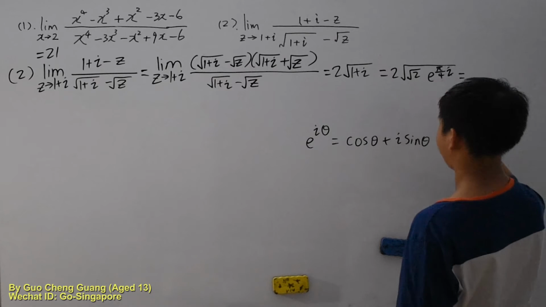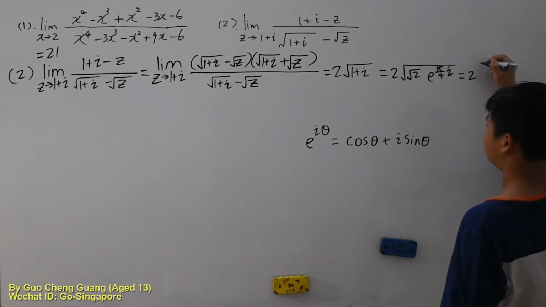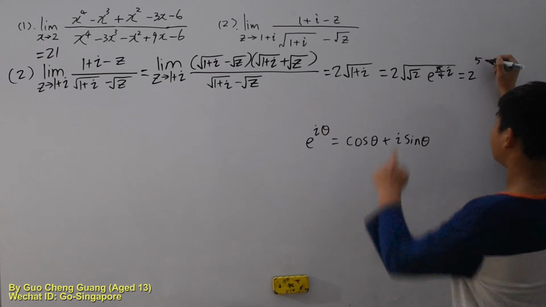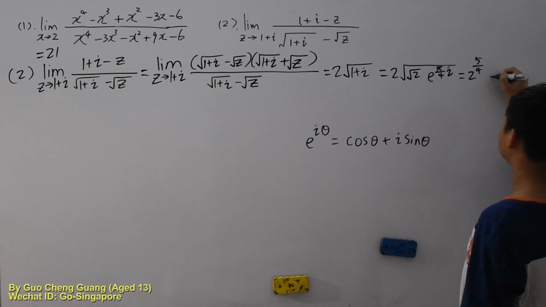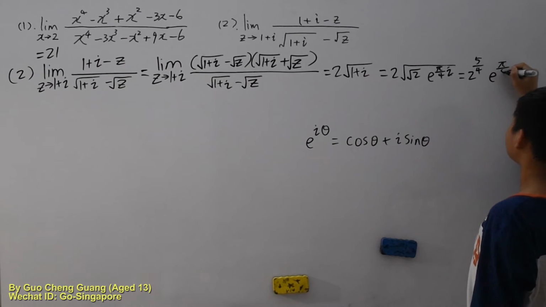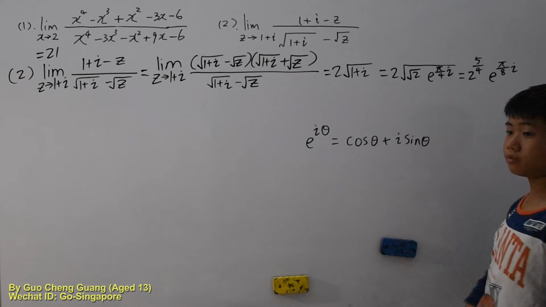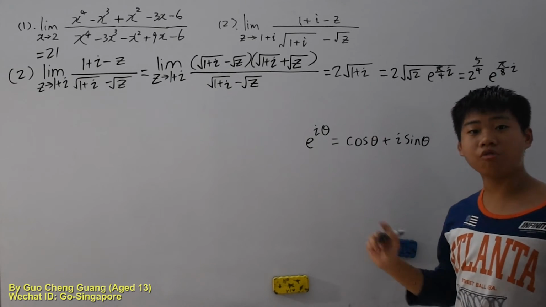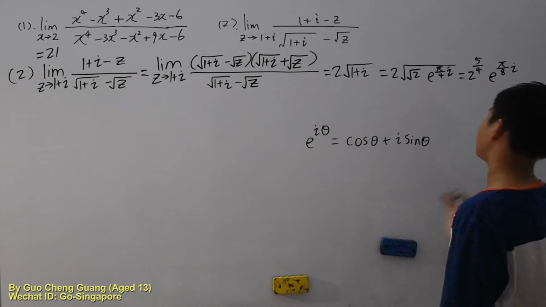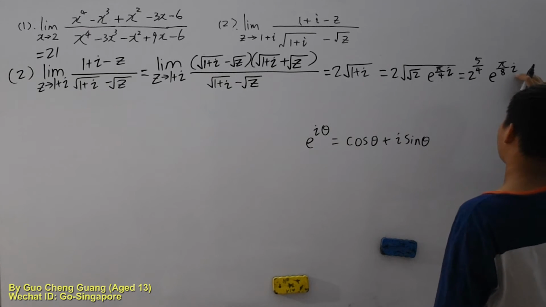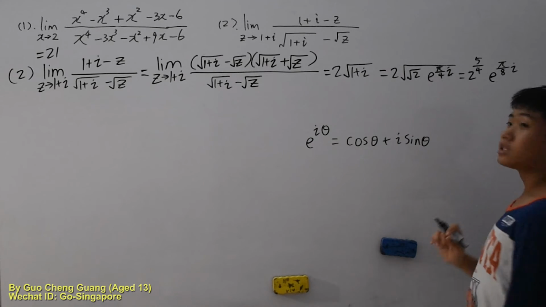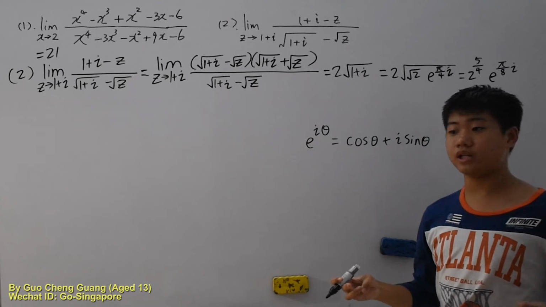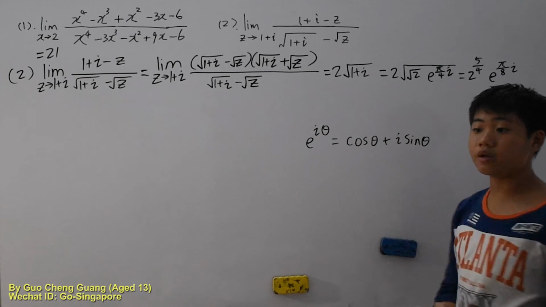So this part you have 2 to the power of 1 over 4. And together this 2 is 2 to the power of 5 over 4. Then behind here, e to the power of pi over 8i. Then you might think, are we finished yet? Let me just tell you, no, we're not going to leave this i inside this e.